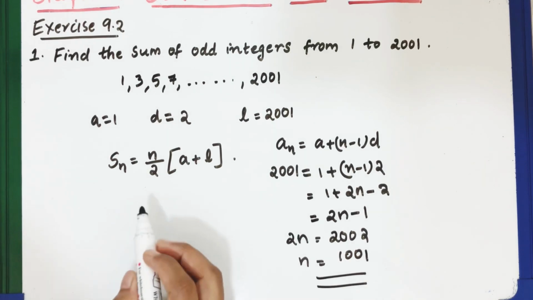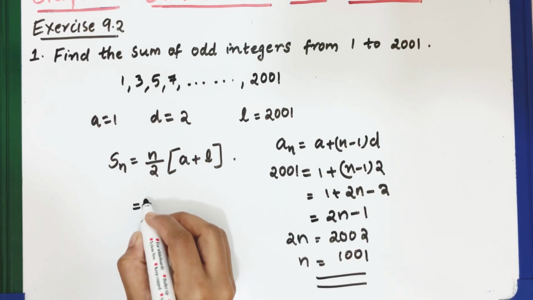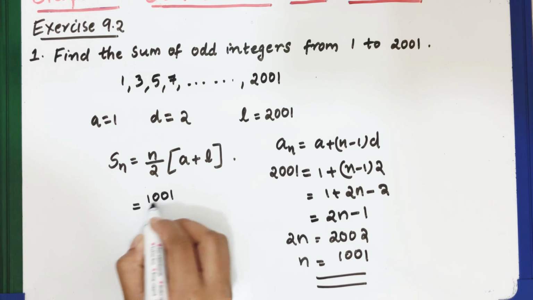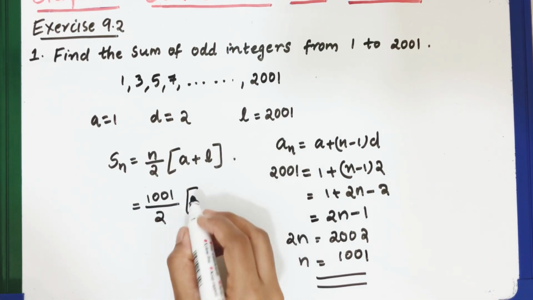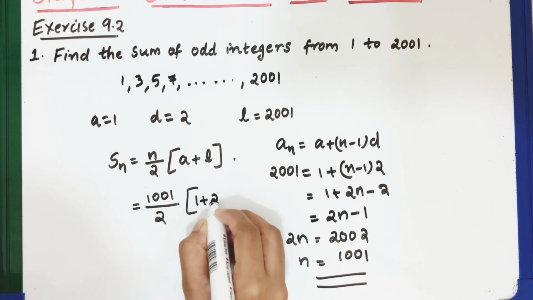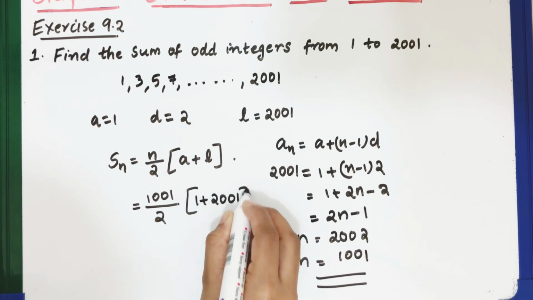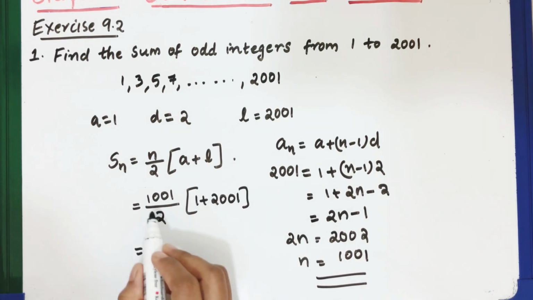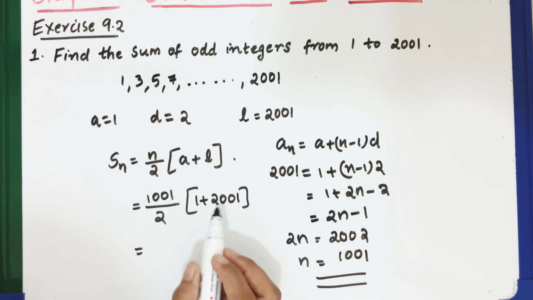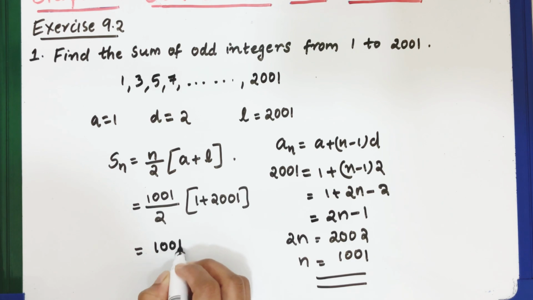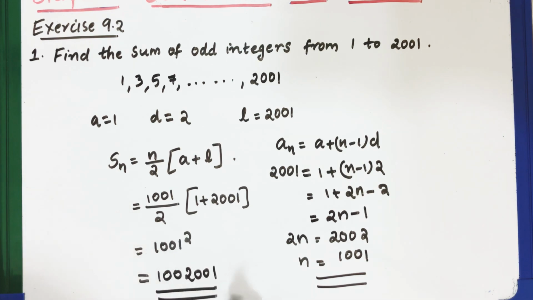Now we can substitute in this equation. This will become 1001 by 2 into (a plus l). a is 1, l is 2001. 1 plus 2001 is 2002. That is 1001 into 2002 by 2, which is again 1001. That is 1001 square, which will be equal to 1002001. This will be the answer.